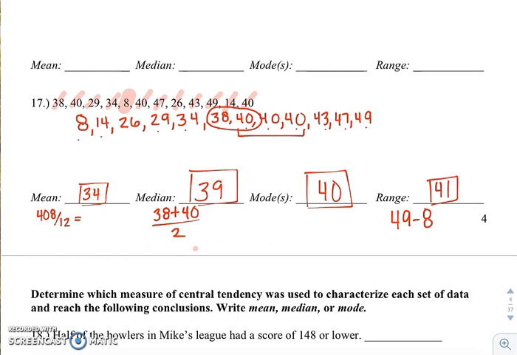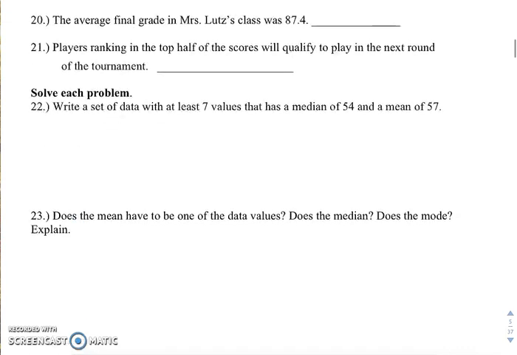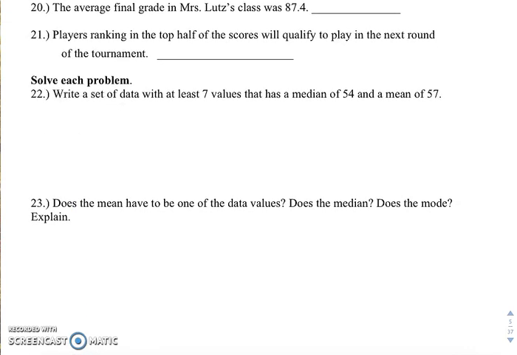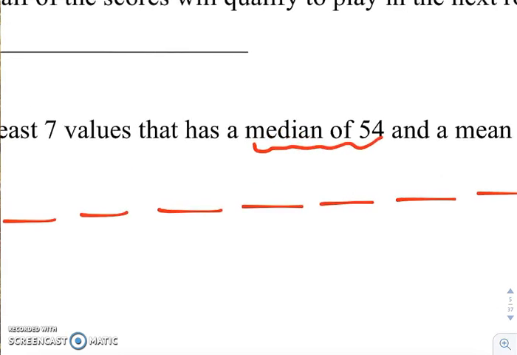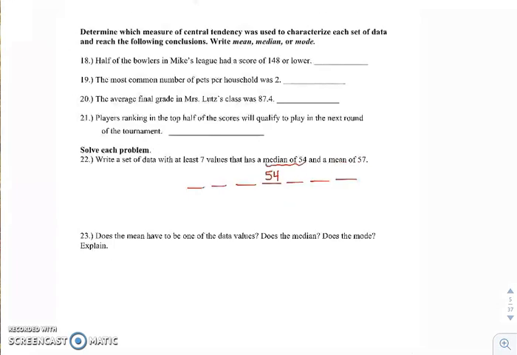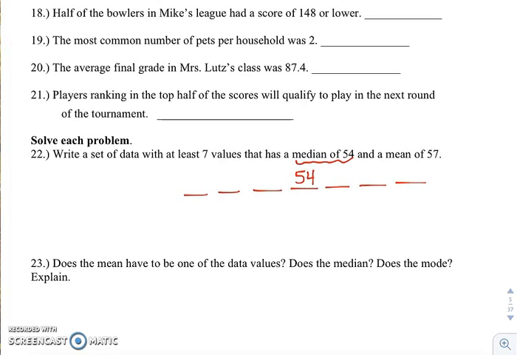I do want to do a couple different examples with you, but anything I don't do, you guys need to try. So if we turn the page over and look at number 22, it says write a set of data with at least 7 values that has a median of 54 and a mean of 57. So we need 7 data values. 1, 2, 3, 4, 5, 6, 7. And we know that the middle number, the 4th number, has to be 54.